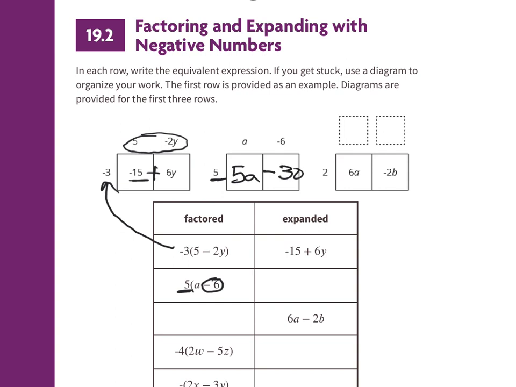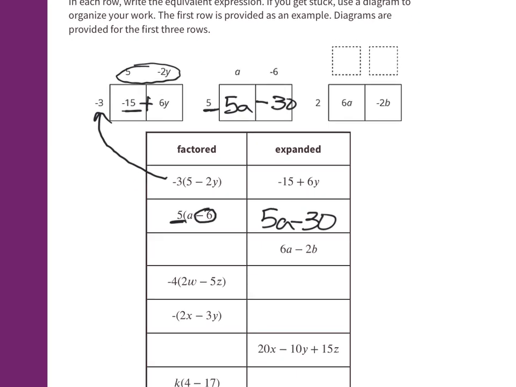Okay, so then I just write it out, 5a negative 30, or 5a minus 30. Okay, now when they give you the expanded form and you need to find the factored form, you're going backwards. So you need to find the greatest common factor. What is the number or the letter, which you'll see later down here, that I can divide both of them by?